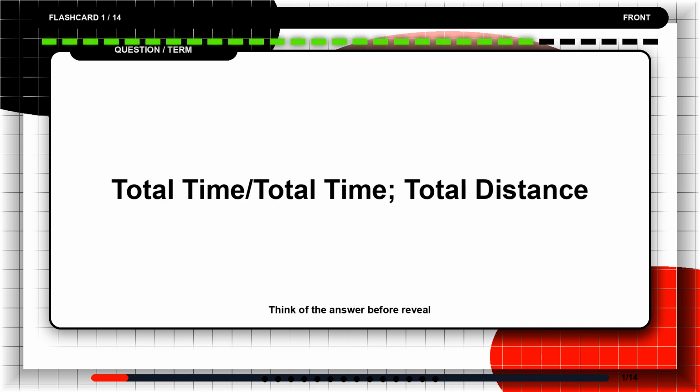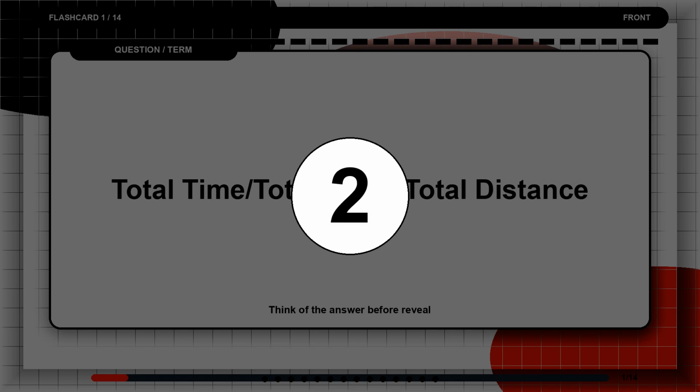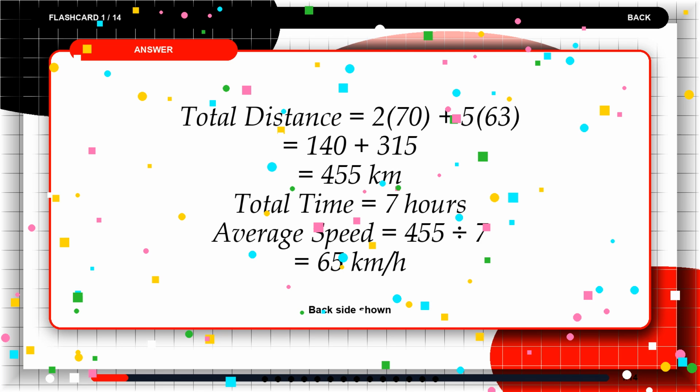Flashcard 1. Total time, total distance. Pause and think of the answer before the reveal. The answer is: total distance equals 270 plus 56.3... equals 140 plus 315 equals 455 kilometers. Total time equals 7 hours. Average speed equals 455 divided by 7 equals 65 kilometers per hour.